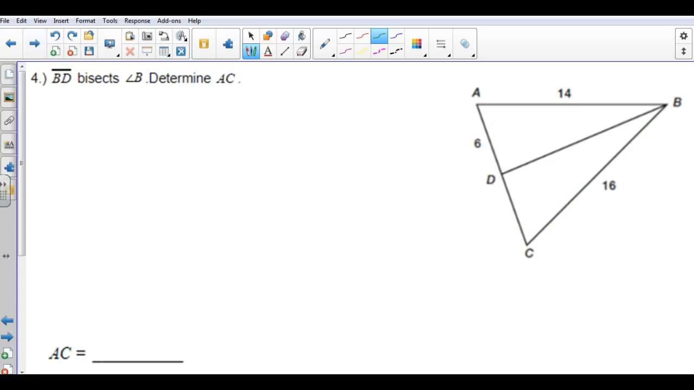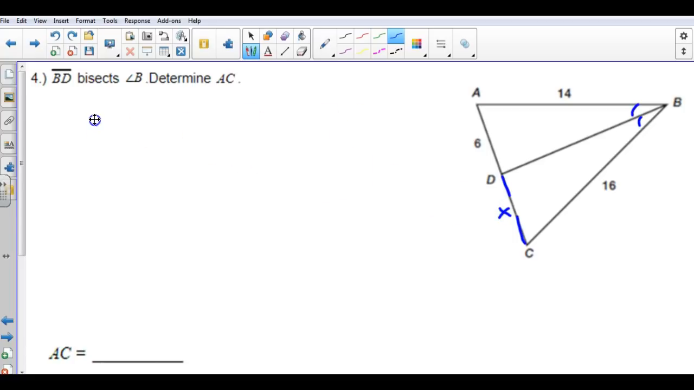So here's another one as well. BD in this case bisects angle B. So angle B is the one that's cut in half here. And we want to determine this entire length, AC. So what I'm first going to need to do is draw up a proportion and identify what this length is here. So I'm going to call that length x.